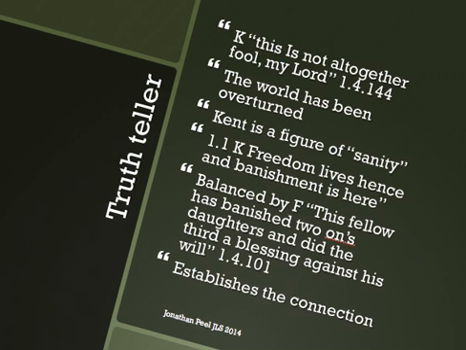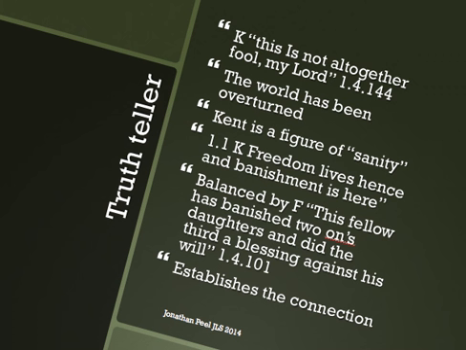So, the character of the Fool seems to be somebody who is allowed to tell the king the truth. Kent, perceptive as ever, is able to point this out on line 144, when he says, "This is not altogether fool, my lord," responding to the Fool's many jokes and many japes. And in the world that has been overturned, Kent is a figure of sanity.